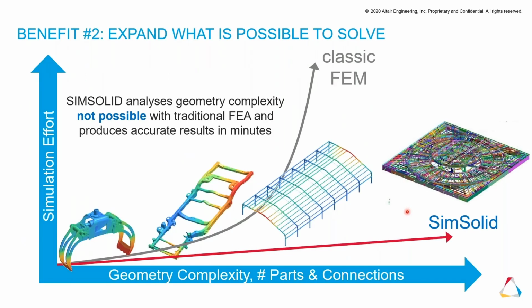Benefit number two is that because of the way SimSolid works, which you will come to know very soon through the demonstration, it is now possible to do simulation on practically any geometry. You don't have to shy away from the size of the geometries, which was the case with the classic approach, because after a certain level of geometric complexity as well as largeness of assembly size, this goes exponentially over simulation time and effort.